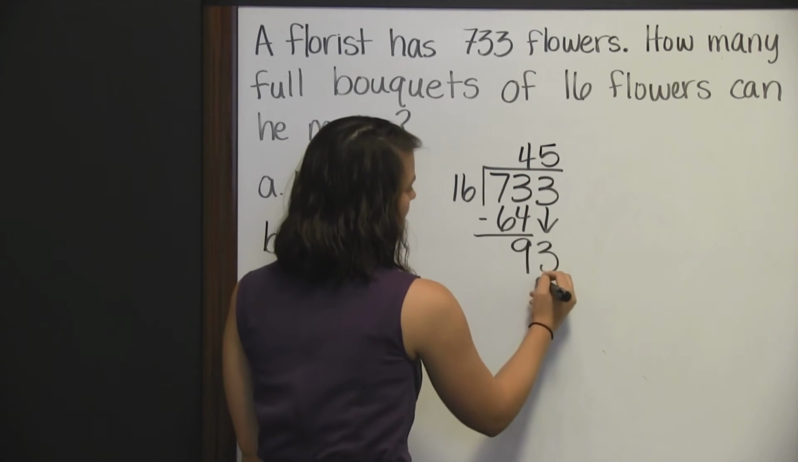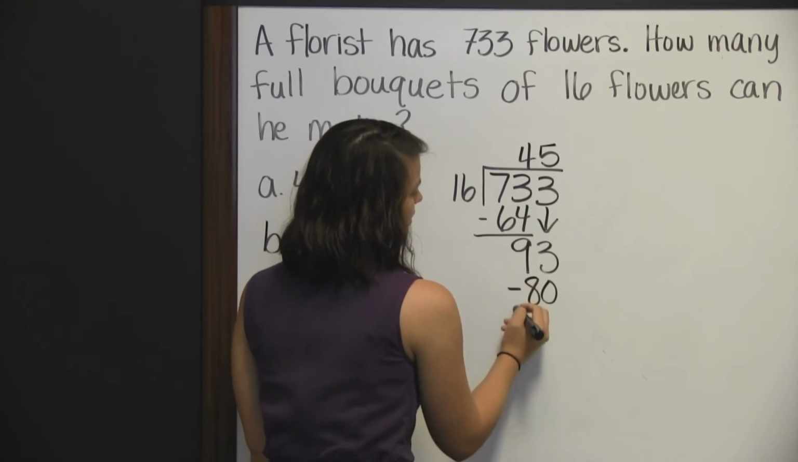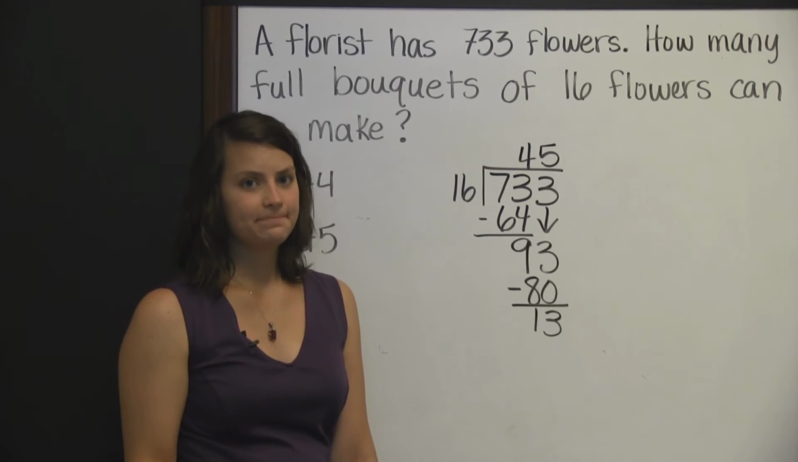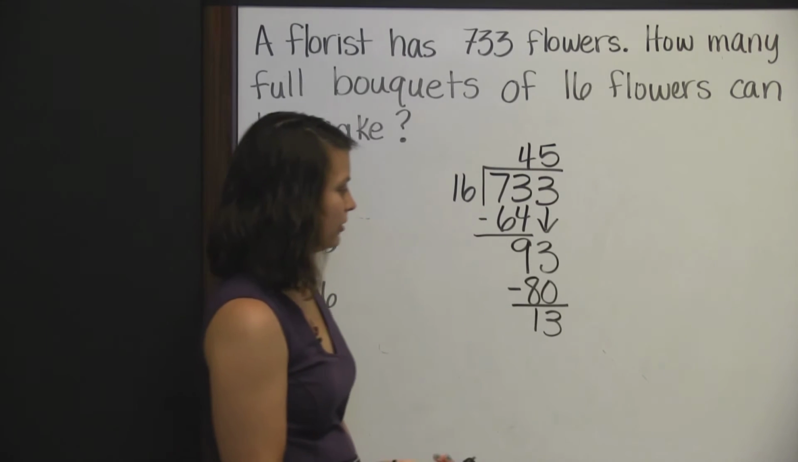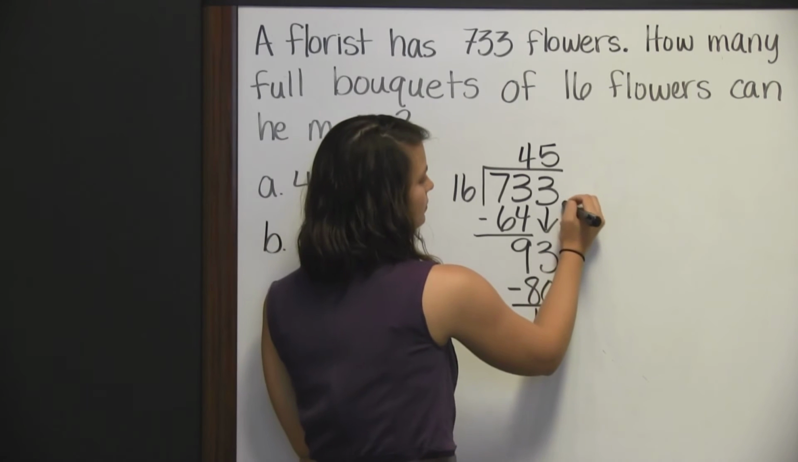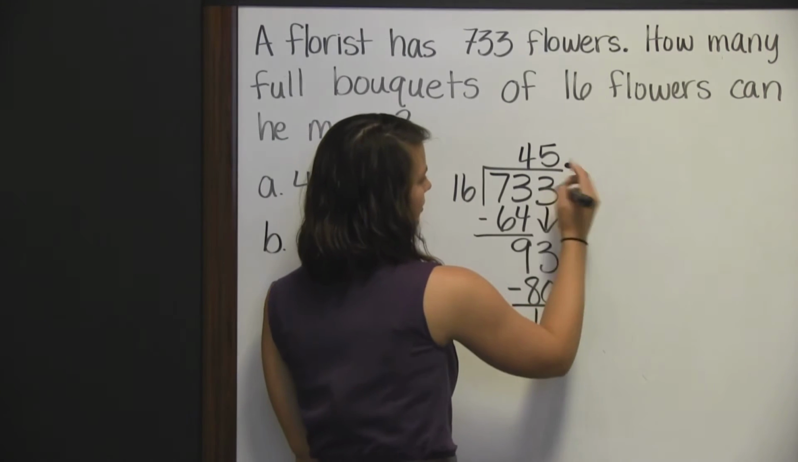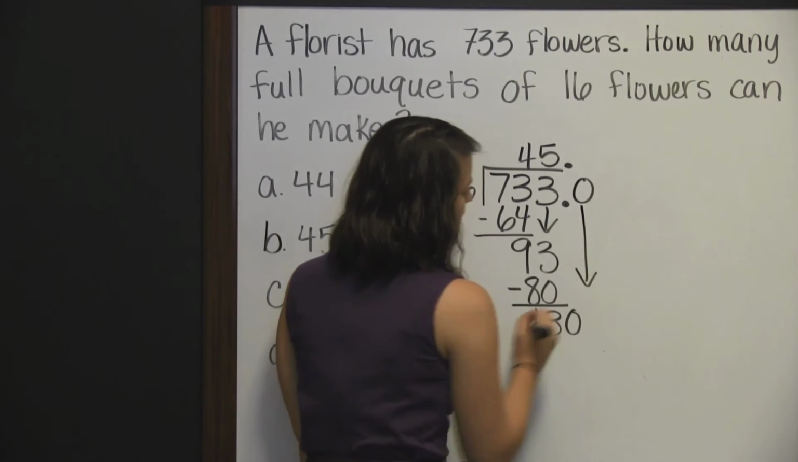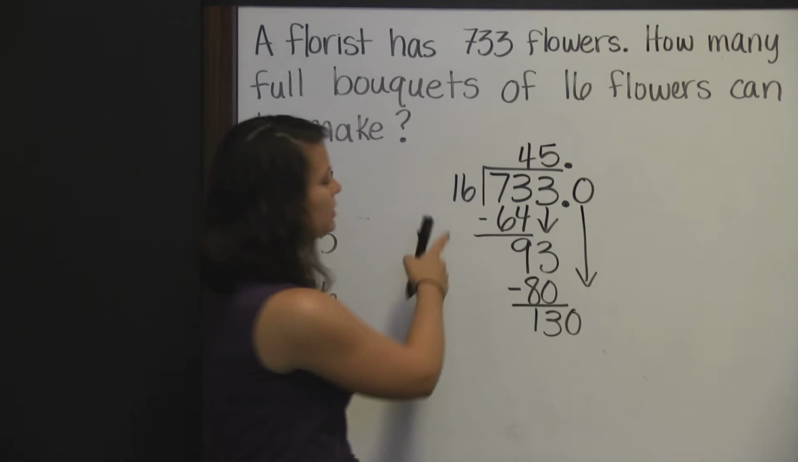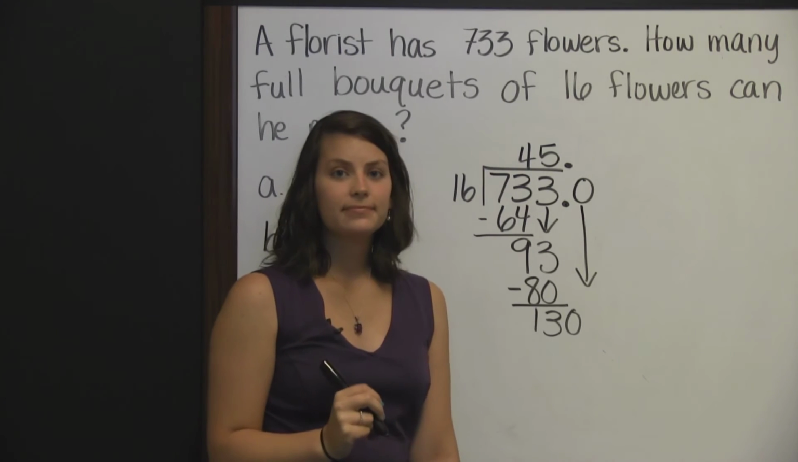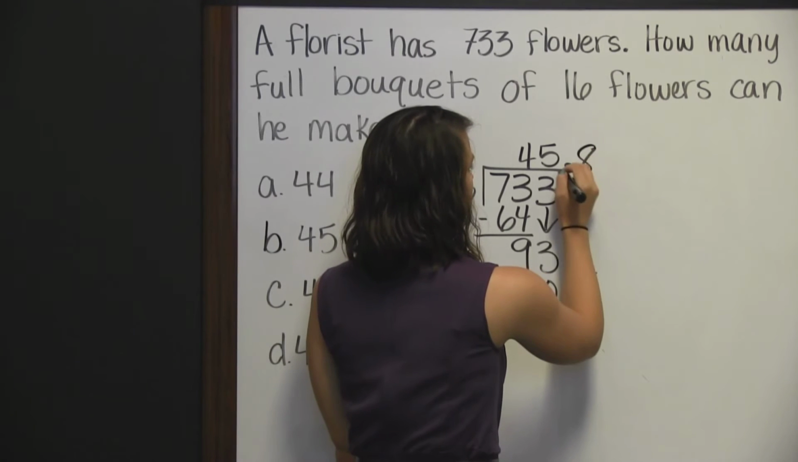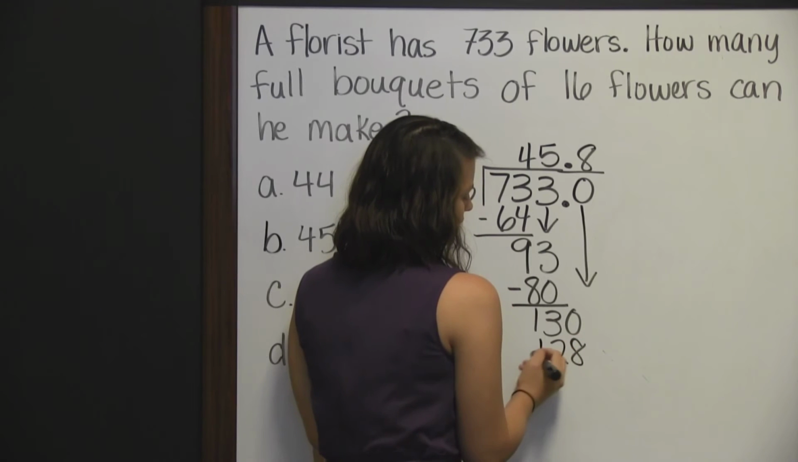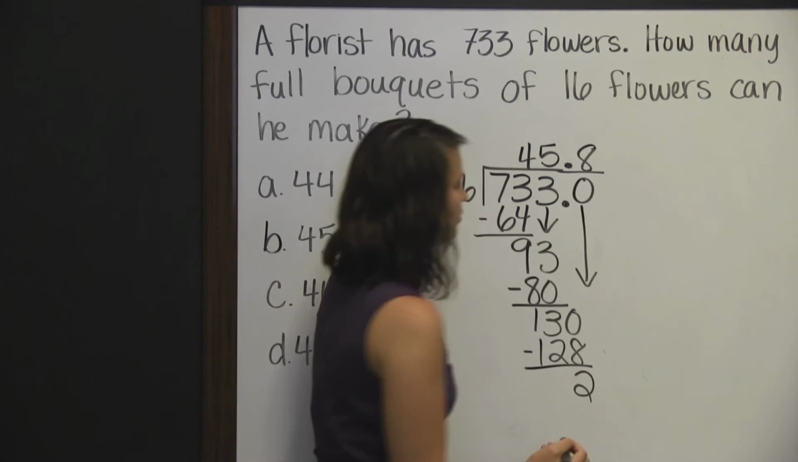16 times 5 is 80. We subtract again. We get 13. So we have a remainder. And we could stop here. Or we could add a decimal here in our answer, and add a 0, and then we could bring that 0 down. And we could find out what our decimal is. So 16 now goes into 130 8 times. 16 times 8 is 128. And again we subtract, and we get a remainder of 2.